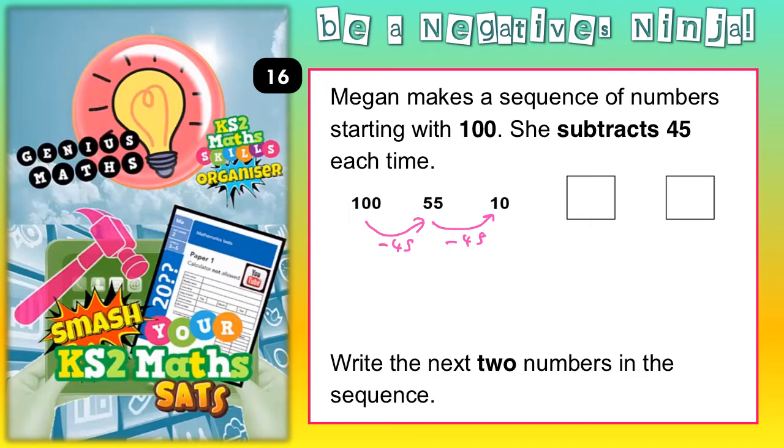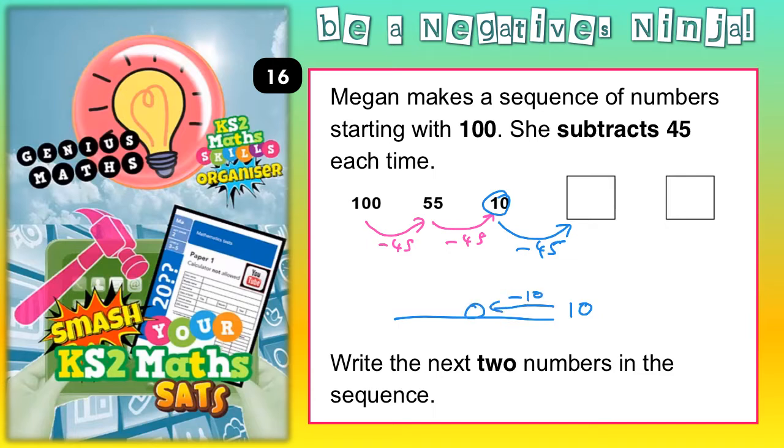So we need to continue this sequence. So we need to be starting on 10 and going down another 45. Well, let's work that out first. So on a number line, imagine 10 and we're going backwards. We're actually going down 45. So if we go down 10 first of all, that will take us to 0.